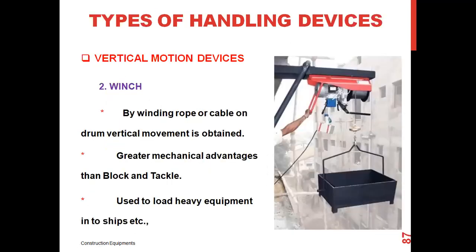The types of handling devices. The second one is the winch. Here, by winding rope or cable on a drum, the vertical movement is obtained. It has greater mechanical advantage than block and tackle, and is used to load heavy equipment into ships.